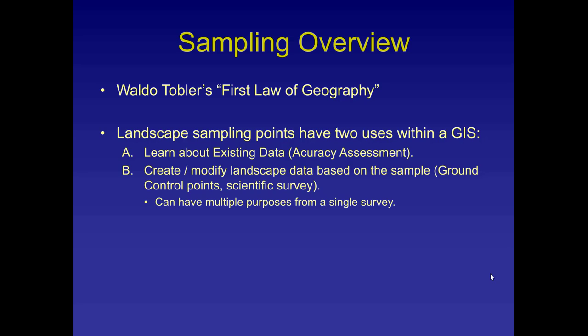First, we can use samples to learn about existing data, such as accuracy assessments. Second, we can use samples to create or modify landscape data based on the sample information. Examples here include ground control points or information collected through scientific survey. A single survey can be used for multiple purposes.